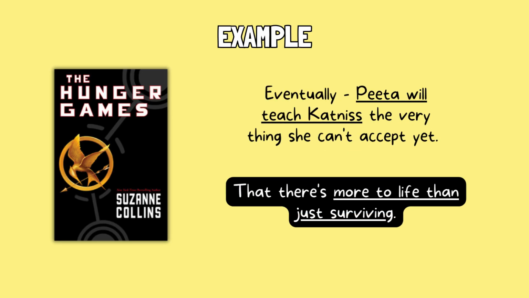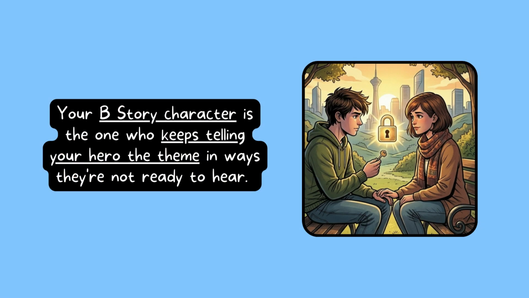The B story isn't there to be comfortable. It's there to push the hero toward the truth they're avoiding. Because eventually, as all great B stories do, Peeta will teach Katniss the very thing she can't accept yet: that there's more to life than just surviving. For novelists, your B story character is the one who keeps telling your hero the theme in ways they're not ready to hear. This relationship is where the real emotional work of your novel gets done.